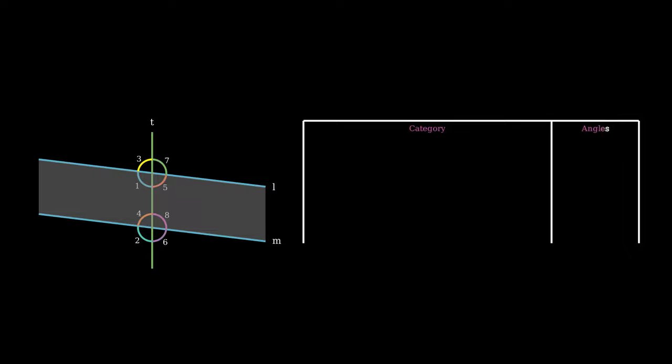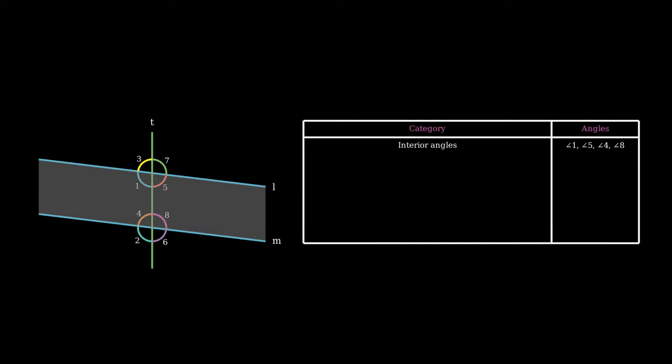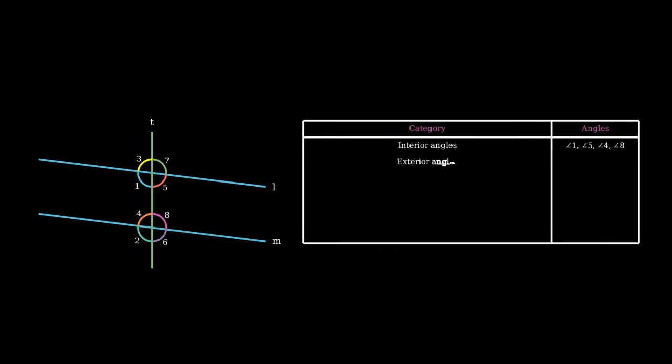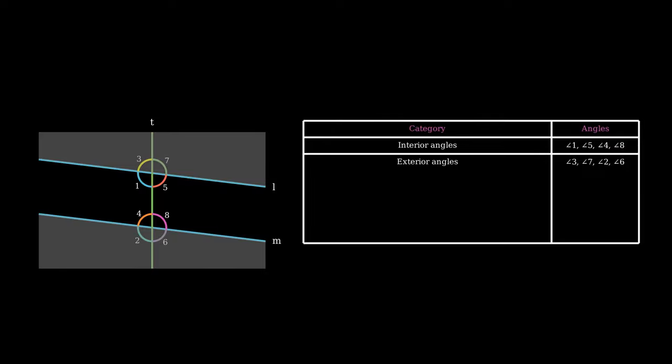Now, let's categorize these angles. First, let's look at the interior angles. These are the angles between the two parallel lines. They include angle 1, angle 5, angle 4, and angle 8. Next, we have the exterior angles, which lie outside the parallel lines. These are angle 3, angle 7, angle 2, and angle 6.